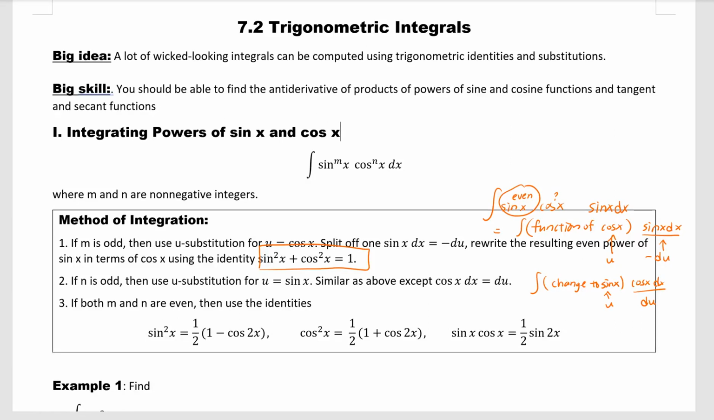So what happens if both of them are odd? Well, then there are two ways to solve. You can either split the cosine at the end, or you can split the sine at the end, and your u is going to be a different function, either sine or cosine. But both ways work. If both of them are even, then we cannot use u substitution.